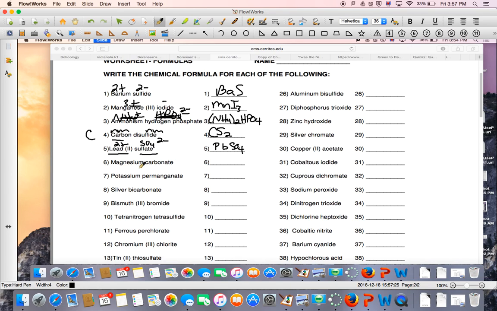This next one is magnesium carbonate. So it contains a metal, so it's ionic. Magnesium's a 2 positive. Carbonate's a polyatomic. He's CO3 2 negative. Give 2, take 2. They're balanced out, so it's MgCO3.